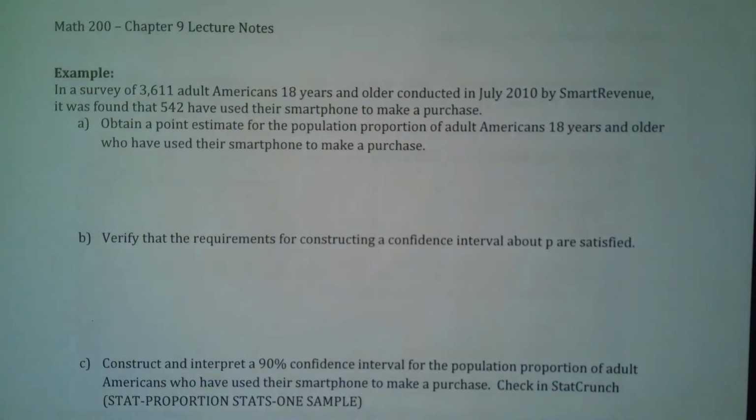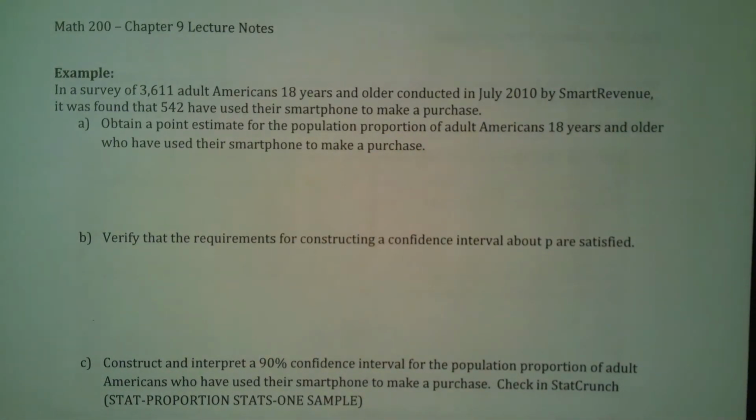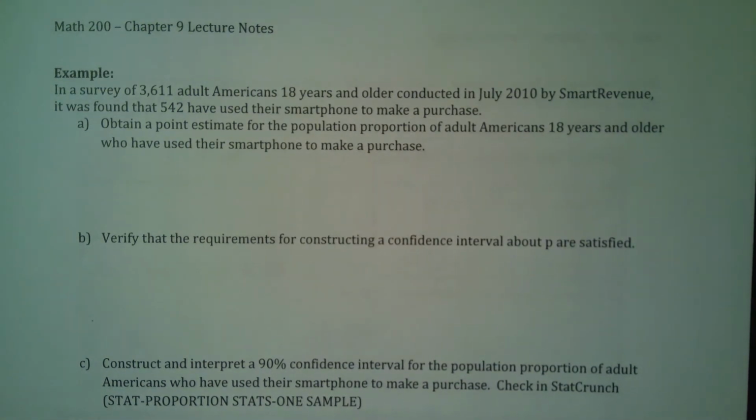So I think we're ready to go through an example. In this example, we have a survey of 3,611 adult Americans aged 18 and older, conducted back in July of 2010 by a company called Smart Revenue. And they found that 542 of the sample used their smartphone to make a purchase. Now, clearly this survey is quite old, because I do believe the proportion has since gone up. I do believe a lot more than 500 of the 3,000 would be making purchases on their smartphones nowadays. But we'll use this old data for this example.